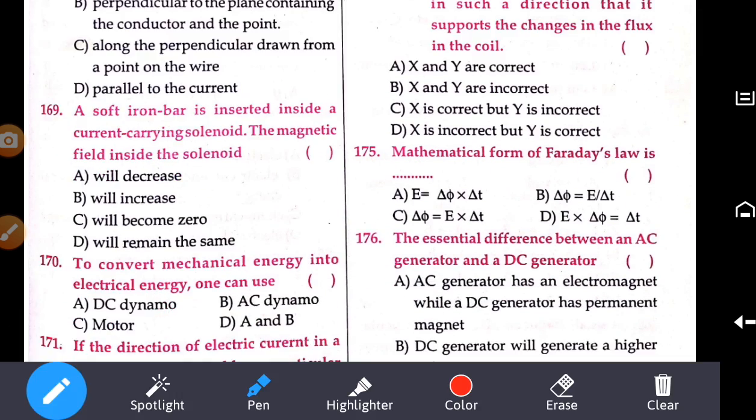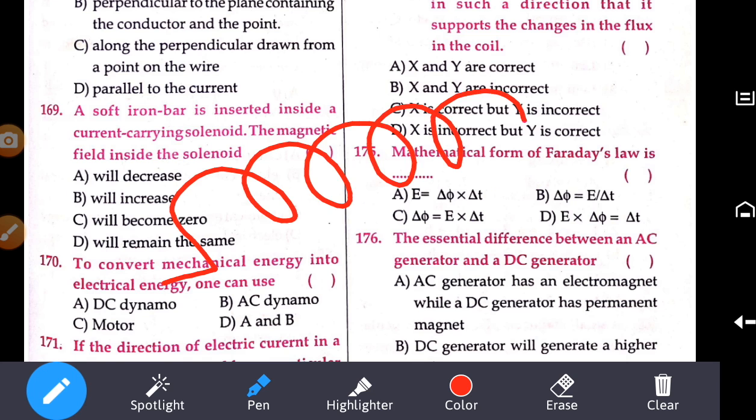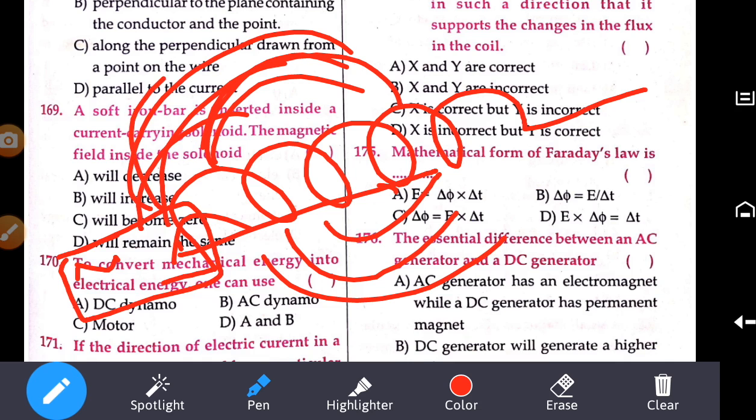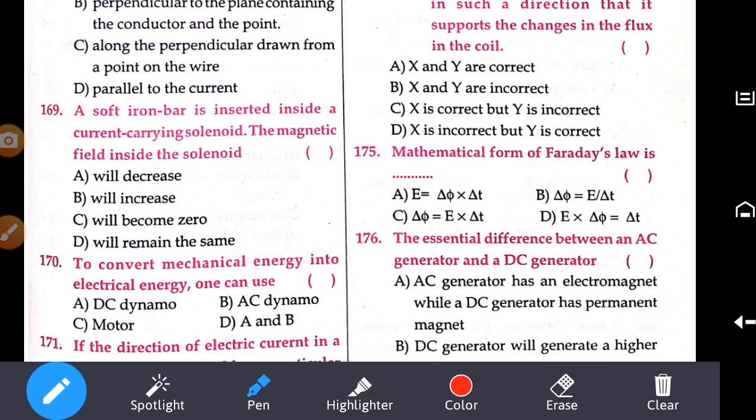169th question. A soft iron bar is inserted inside a current carrying solenoid. What is the magnetic field inside the solenoid? If you take any solenoid and current is passing through it, one magnetic field will already be present. When we push the bar into the coil, we can observe that there will be a change in the flux. Change in the flux means there will be an increase in the field. So our answer will be increase, option B.